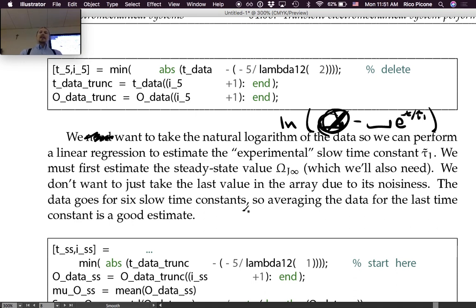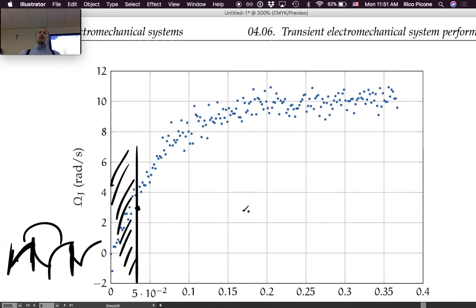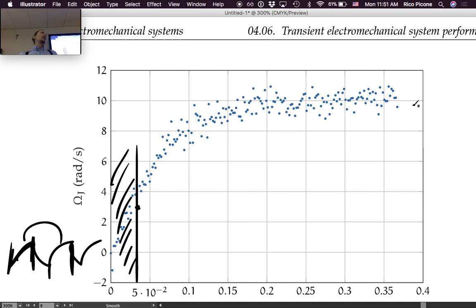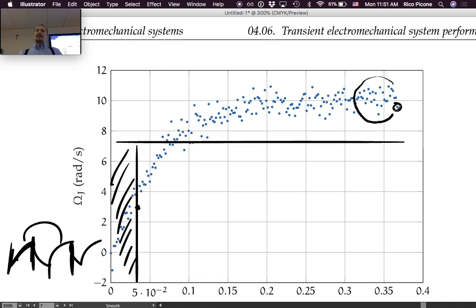So we don't want to just take the last value in the array due to its noisiness. If we were just like, oh, well, for the steady state, it's just going to be the last value. But it's noisy, so this is actually a really crappy value for the final value. This is not a good estimate of the final value. But you can't just take the mean of this whole thing either, because the mean of this whole thing is going to be like there. That's not good either. So what we're going to do is take this last little interval here, and we're going to average that. And we're going to say that's probably the best estimate for our final value.